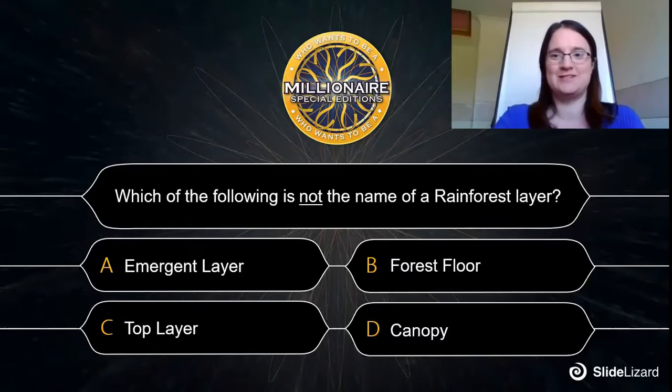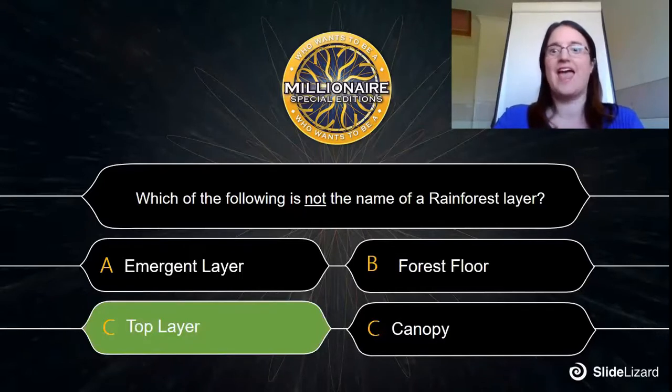Okay, let's see who's won the first lot of money. Here we go. Top layer. There isn't any top layer, is there? The one that was missing was understory. So top layer was not the name of a rainforest layer. Ready for question 2? This could win you 10,000.